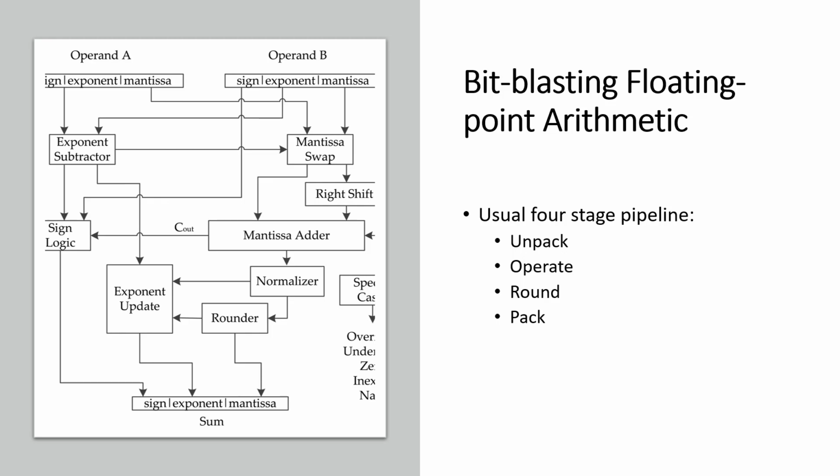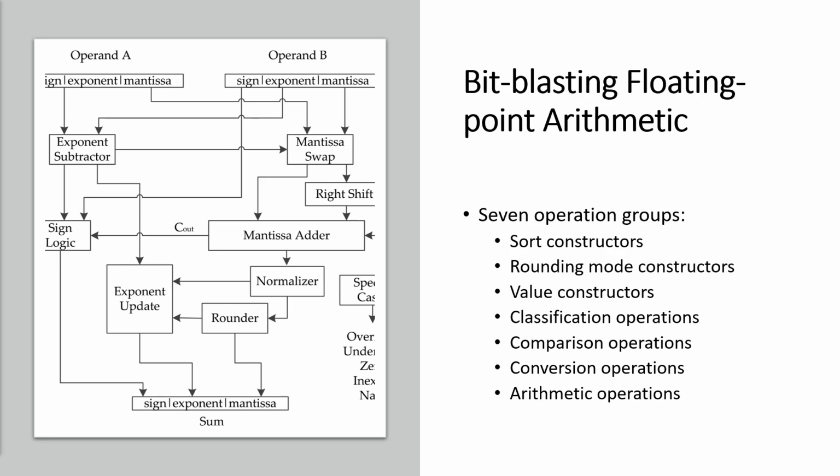For instance, infinity might be created if the exponent is too large for the target format, or minus or plus 0 might be created if the target format cannot hold a very small subnormal. Finally, in the pack stage, the three bit vectors are concatenated to form the final floating point.